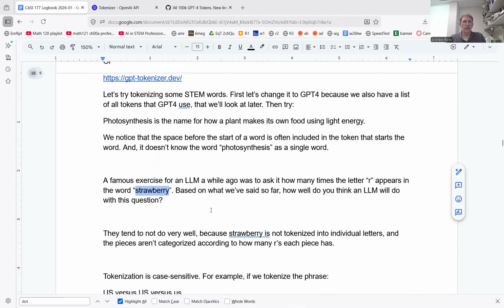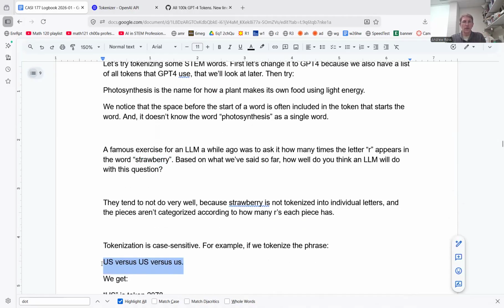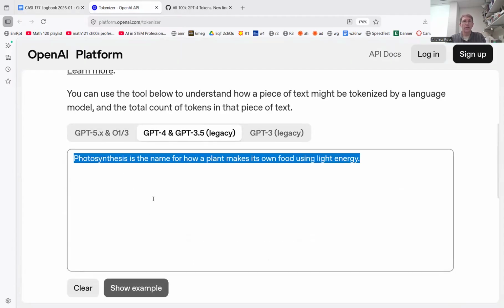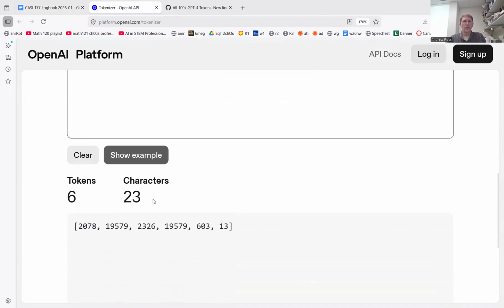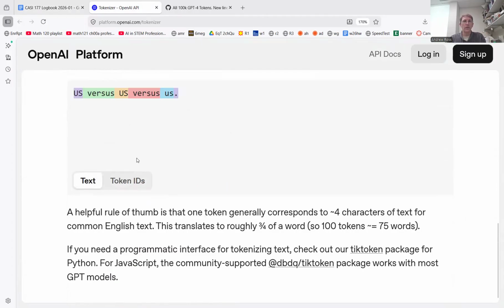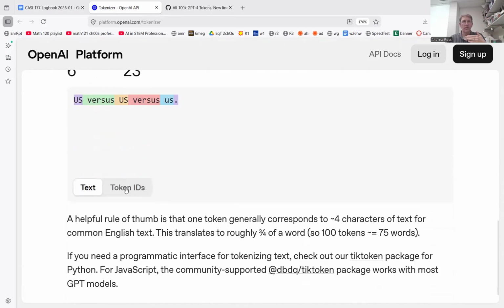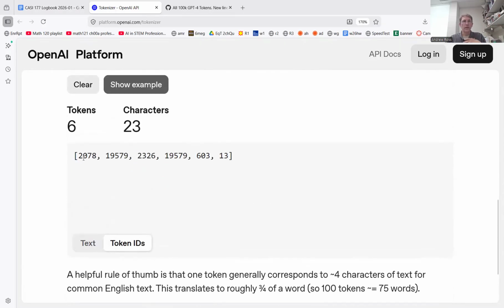We can also point out that tokenization is case sensitive. So if I take the phrase "US versus us," let's paste that in here, and we can show how it tokenized it. So capital US got its own token. The word "versus" with a space in front of it is its own token. But let's take a look at the token IDs. This first one is capital US at the start of the sentence. This one, 19579, was the "versus."